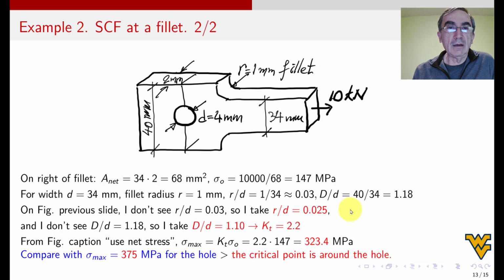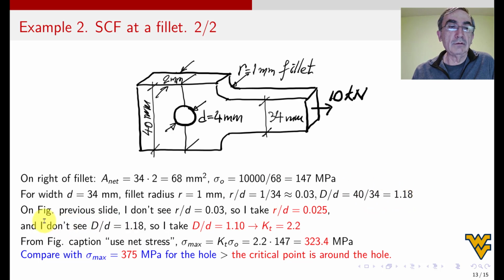All right, so then, okay, here's the picture again. Now we are on the right of the fillet. The A net is 34 times 2, that's 68. Sigma net is 147, okay? So now we have 34 and the fillet is 1, so r over d is 1 over 34, which is about 0.03. And big D over small d is 40 divided by 34, that's 1.18.